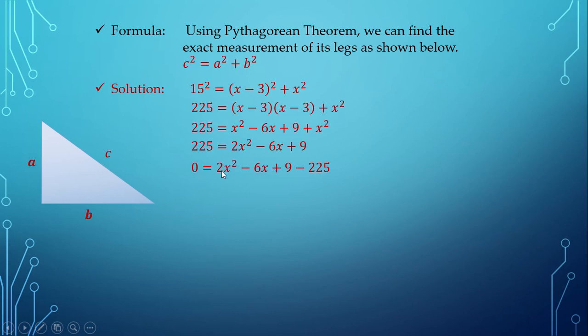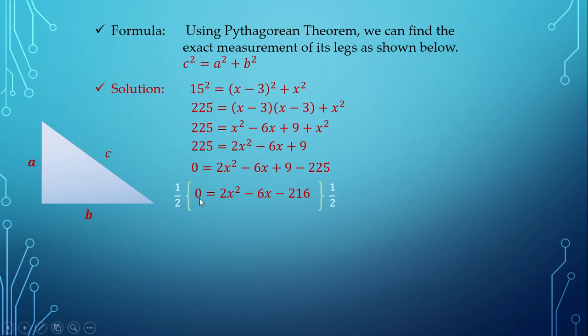So 0 equals 2x squared minus 6x plus 9 minus 25. So we need to combine 9 minus 25. That will give us 0 equals 2x squared minus 6x minus 216, because positive 9 minus 225 is negative 216. Then what shall we do next?